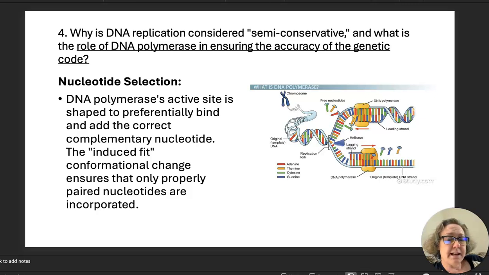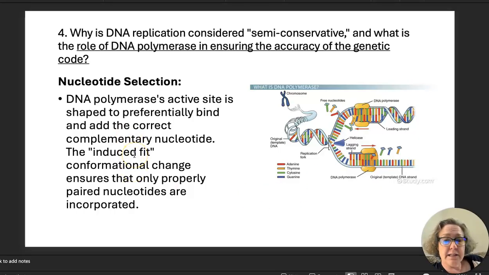Okay, why is DNA replicate? Oh, we already did that one. Why is it called semi-conservative? And what is the role of DNA polymerase in ensuring the accuracy of the genetic code? Okay, so DNA polymerase does 2 things. One, it's the active site, right? Here's our DNA polymerase, okay? So it's the active site. It's shaped to bind and add the correct nucleotide. So remember when we did paper PCR, we had to have DNA polymerase. And if you did real PCR in lab, we had to have a polymerase in there.